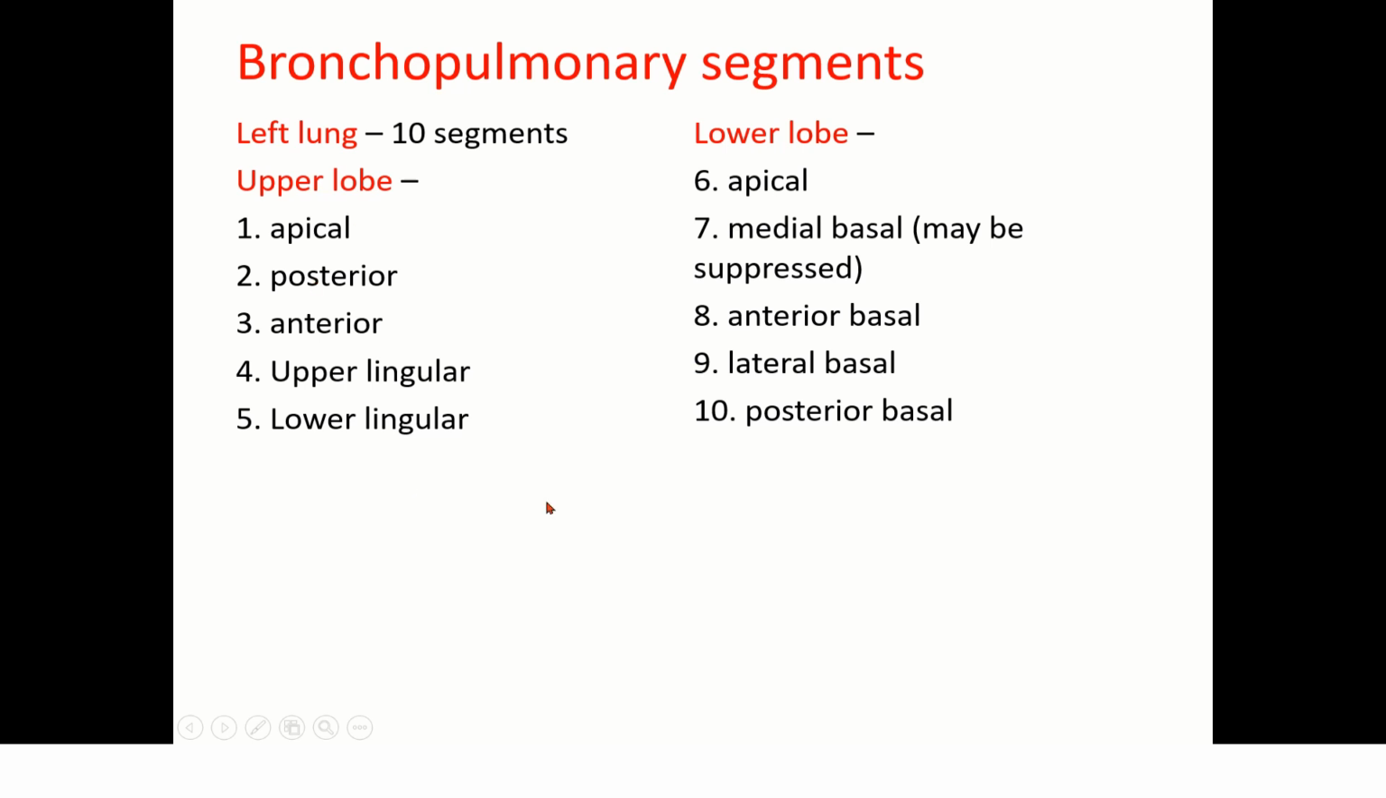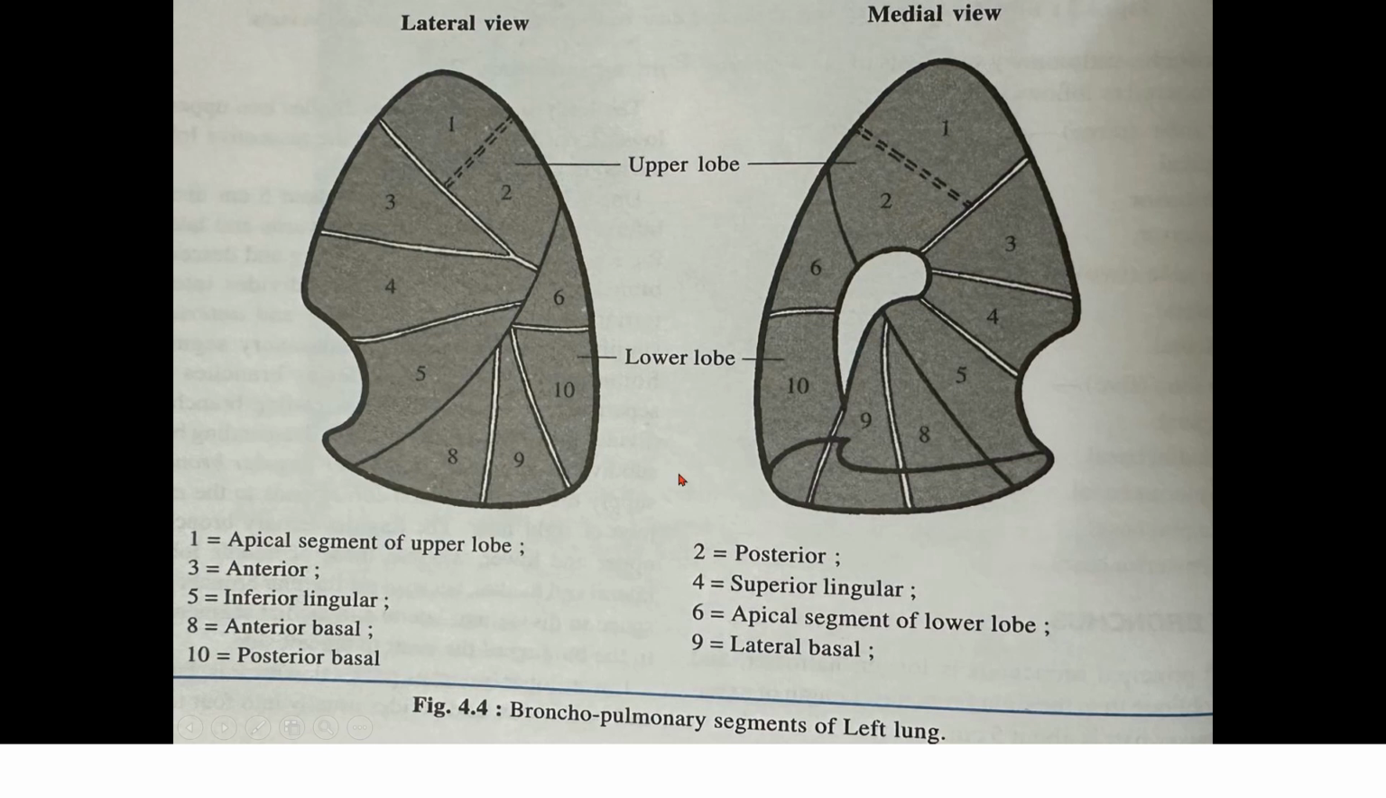But ultimately, if they ask, you should tell that there are 10 bronchopulmonary segments. You can see here, apical, posterior, anterior. See the dotted line to make the count as 10. Apical, posterior, anterior, superior lingular, inferior lingular. This will be the apical, this will be the anterior basal, lateral basal, posterior basal. So medial basal is not shown here to indicate that it has been compressed by the heart.